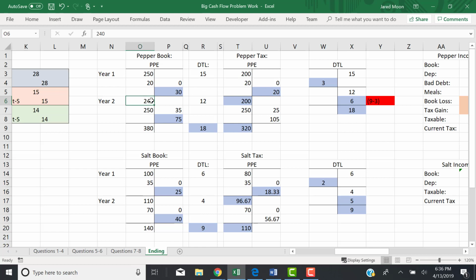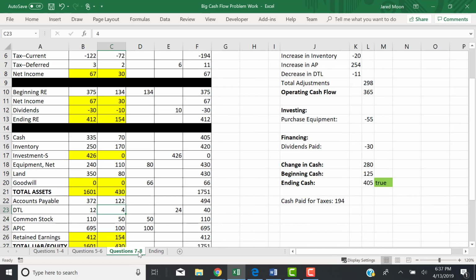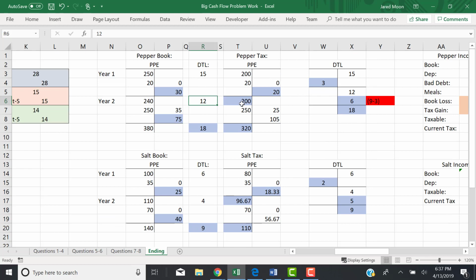We were told what the ending balance was, and we were told that the DTL ended at 12. And I believe that was right here, 12. So we could then solve for the tax basis, ending balance, and then we can solve both of the depreciation amounts, and it was a difference of 10. Now our DTL was 15 and our DTL was 12, so we know that it had to decrease by 3.